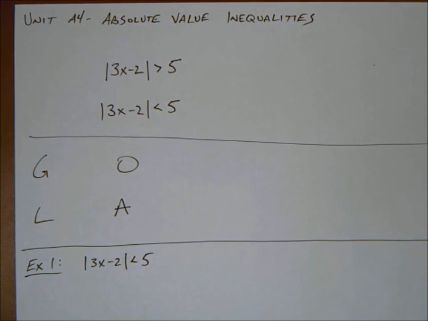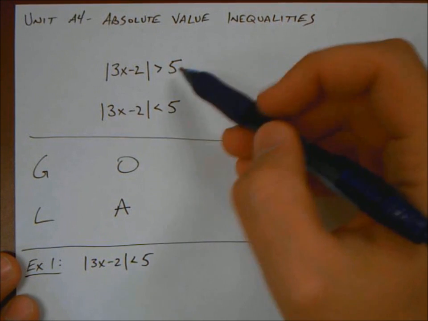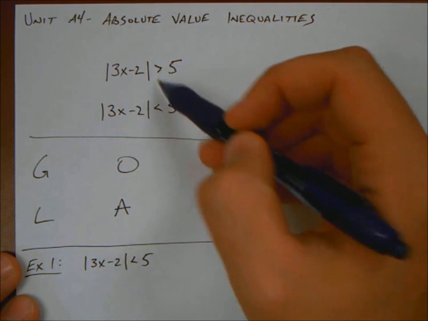This is very similar to what we talked about last time with absolute value equations, but these are an example of what you're going to see. You're going to see an absolute value, and you're going to see an inequality sign.